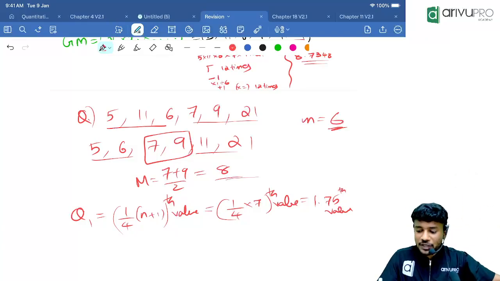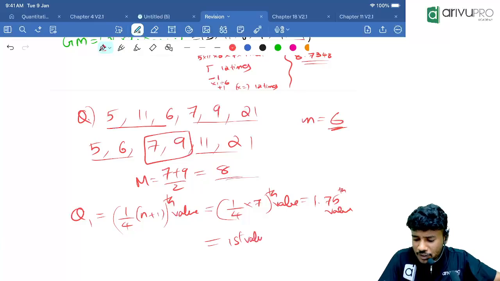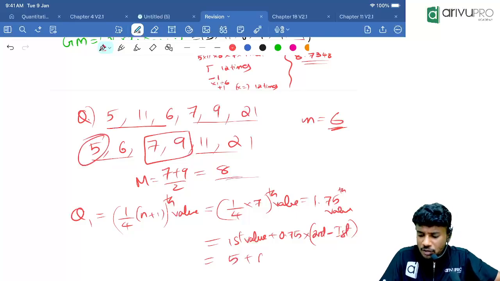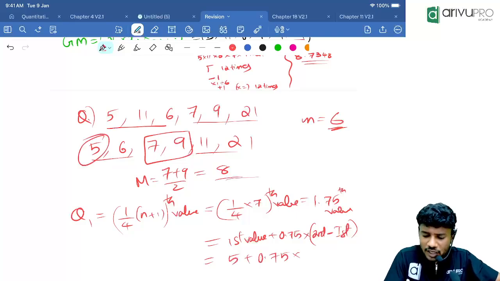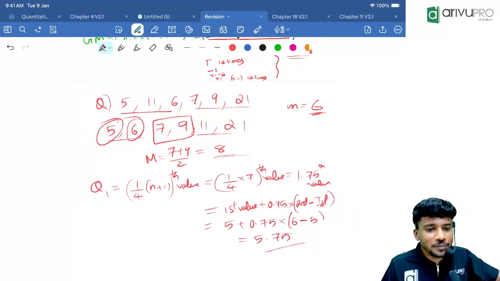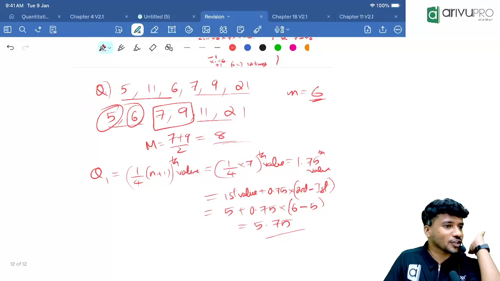So people, that is nothing but the first value. How will you write it? First value plus 0.75 into the next value minus the first. How much is the first value? 5 plus 0.75 into the second value, 6 minus 5. So how much is the answer? 5.75 is your answer. I hope that everyone understood how to find Q1.